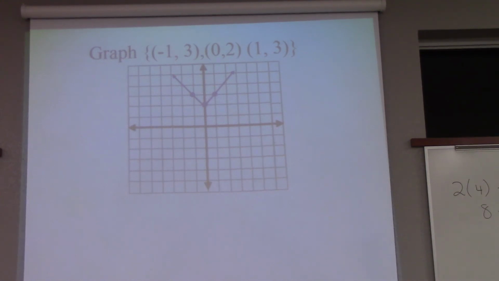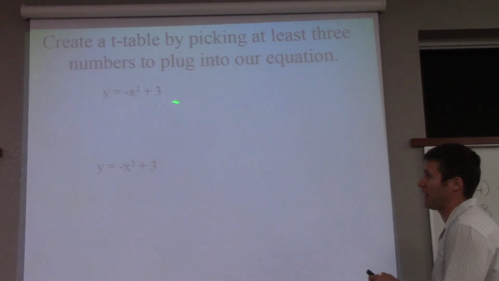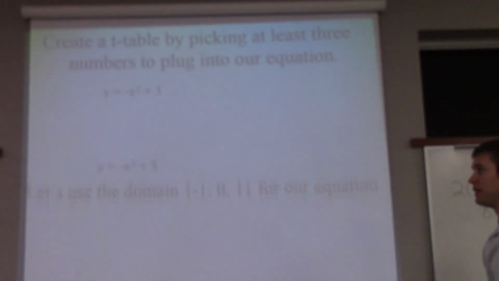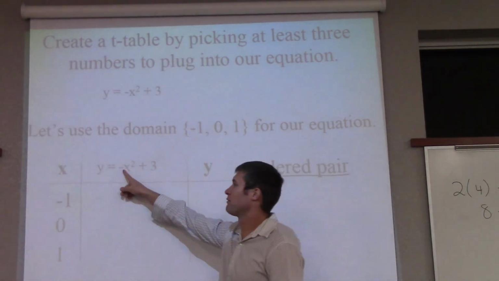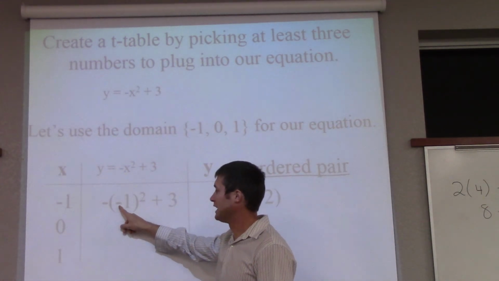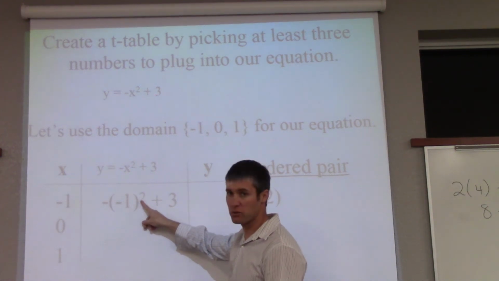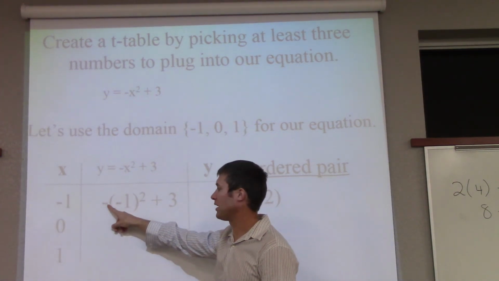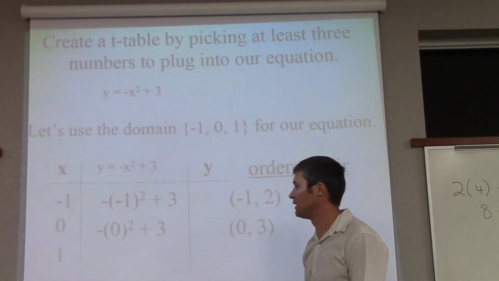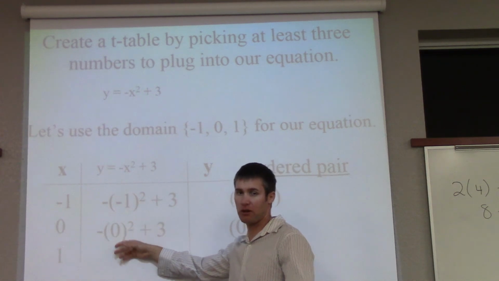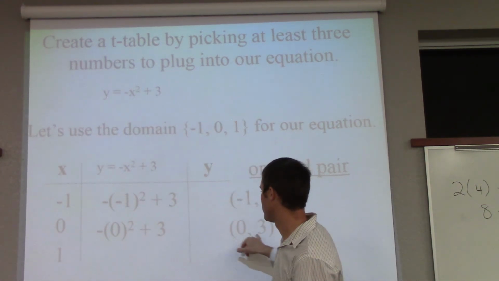Last type of graph you'll have is x squared. So we have negative x squared plus 3. One thing I want to point out is that there's a negative in front, so you do your square first. The negative is out in front, so -1 squared is 1, and then apply the negative. So it's -1 plus 3 is 2. Then 0 squared is 0, then multiply by negative, which is 0, plus 3 is 3.